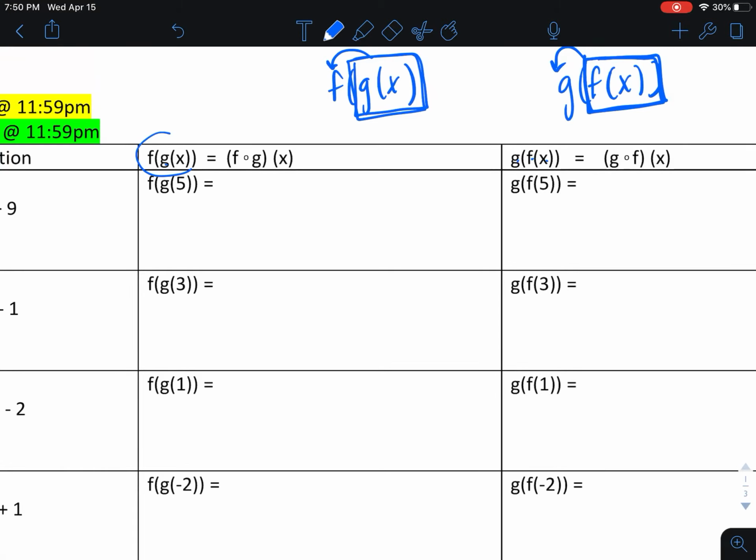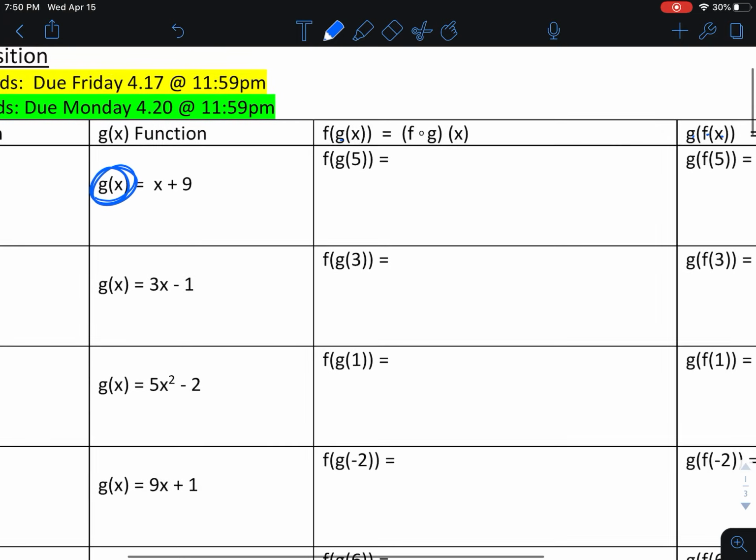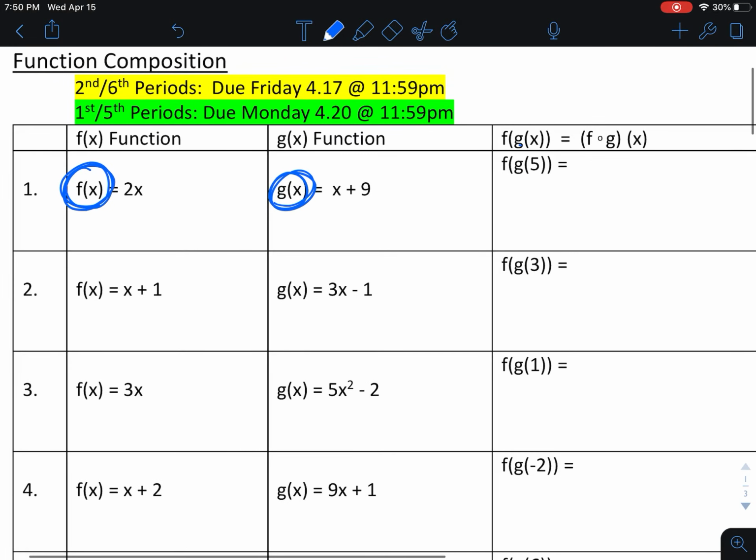You have 16 problems that you're going to be working on. I'm actually going to do 3 of them with you, so then you only have 13 problems. On this first one, here's our f of x function, here's our g of x function. Notice this 5 in here. That 5 tells me I'm going to plug the number 5 into this first function, my g of x function.